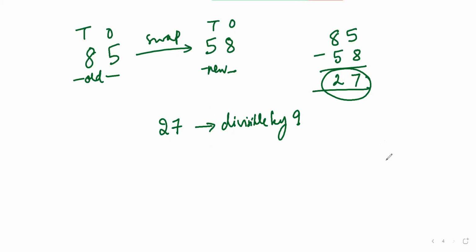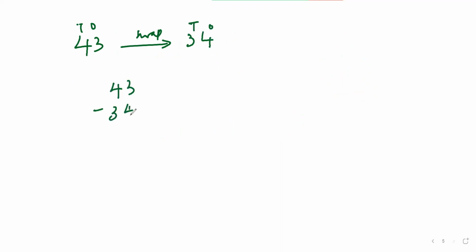Okay, next is, let me go back to what I took earlier, 43 and 34, no? I took 43, ones place, tens place, we can recall, then we swapped, we got 34, ones place, tens place. Now we are going to take the difference. 43 minus 34 is how much? 9. And of course, 9 is divisible by 9, isn't it?